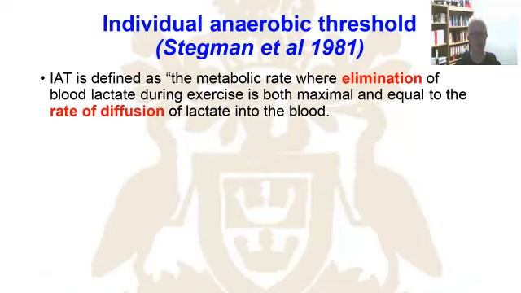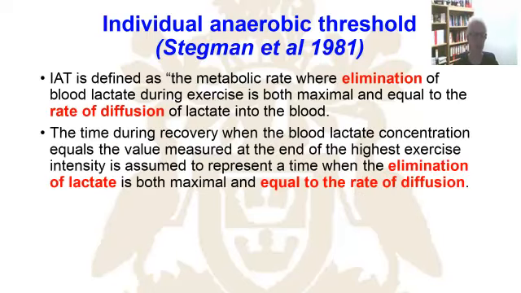IAT is defined as the metabolic rate where the elimination of blood lactate during exercise is both maximal and equal to the rate of diffusion of lactate into the blood. Just different terminology. Rate of diffusion of lactate into the blood, appearance, elimination, disappearance. So in other words, it fits our understanding of what the blood lactate concentration is and what this sudden kick, LT2, refers to. They've just called it IAT. However, this is where the test looks different.